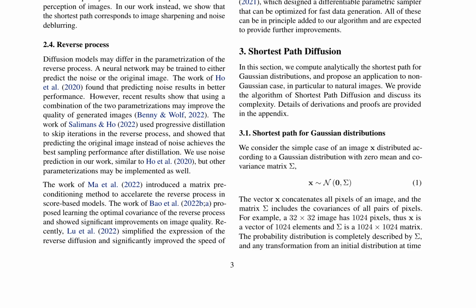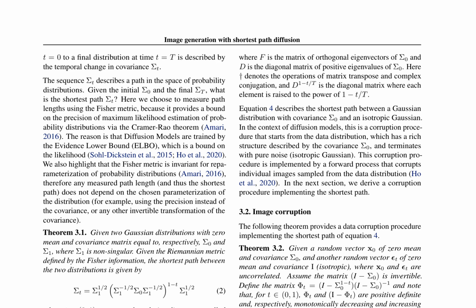The shortest path for Gaussian distributions is computed by considering an image distributed according to a Gaussian distribution with zero mean and covariance matrix sigma. Shortest path diffusion is a concept in image generation that revolves around the temporal change in covariance sigma t. This sequence of covariances describes a path in the space of probability distributions, with the ultimate goal of finding the shortest path between an initial and a final distribution.